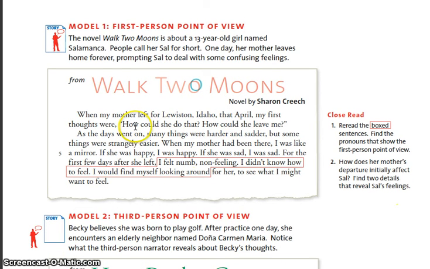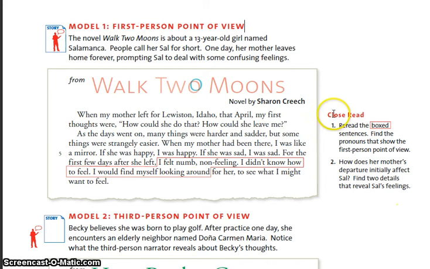From Walk Two Moons, novel by Sharon Creech. When my mother left for Lewiston, Idaho that April, my first thoughts were, how could she do that? How could she leave me? As the days went on, many things were harder and sadder, but some things were strangely easier. When my mother had been there, I was like a mirror. If she was happy, I was happy. If she was sad, I was sad. For the first few days after she left, I felt numb, non-feeling. I didn't know how to feel. I would find myself looking around for her to see what I might want to feel.